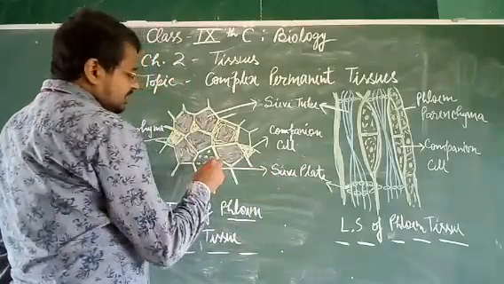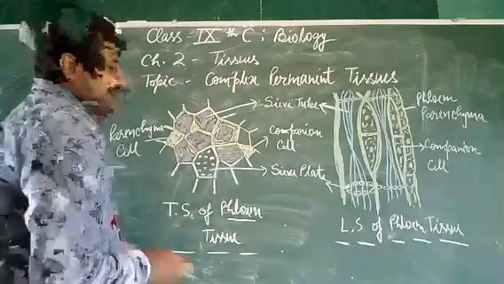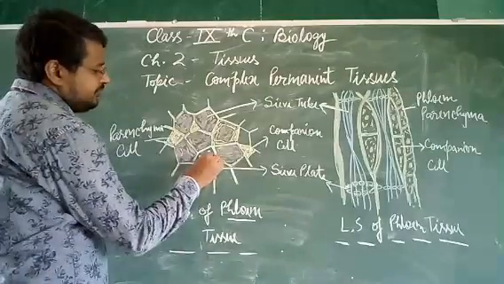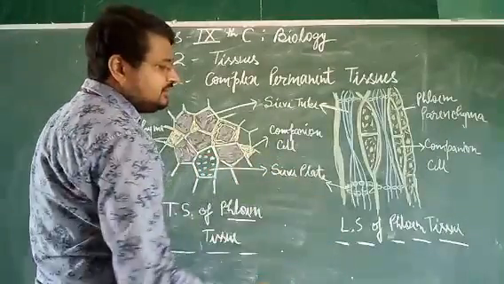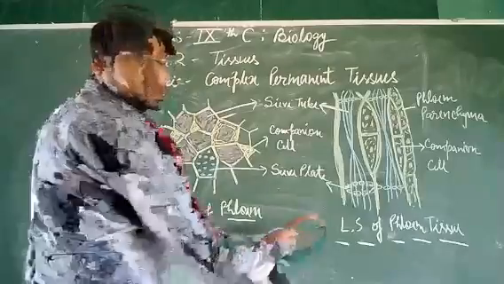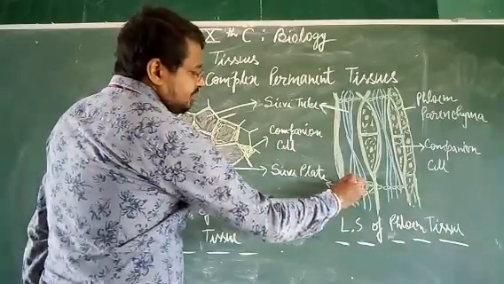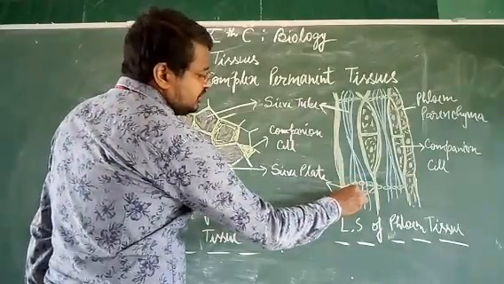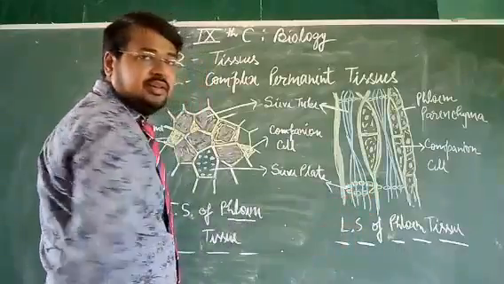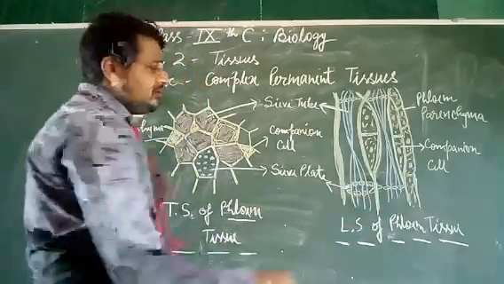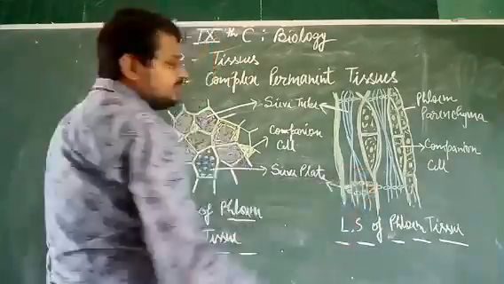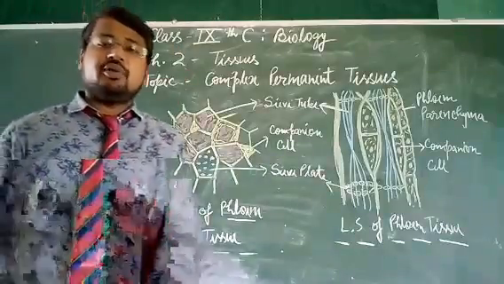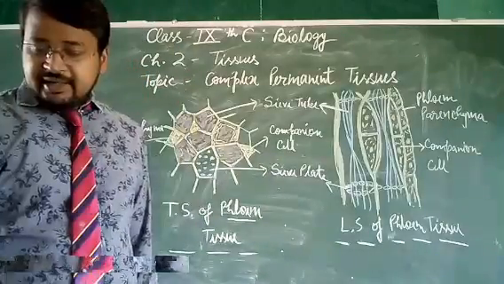In this diagram, the exact working and positioning of sieve plate is not clear, but when you study this longitudinal section, you can clearly understand their structure and their positioning in the phloem cells, and how they help in the transport of food material. It is very clearly visible.